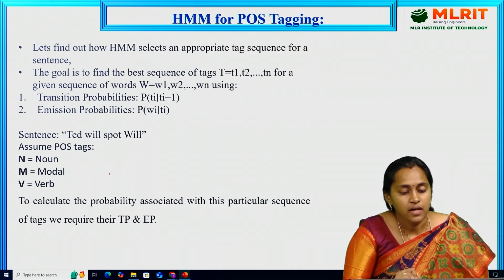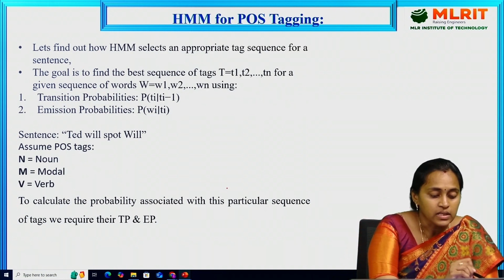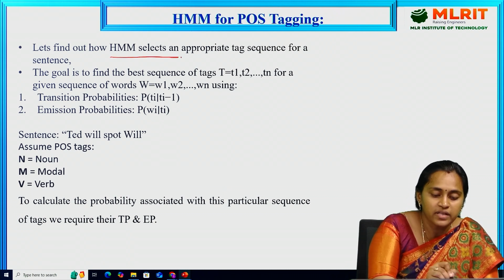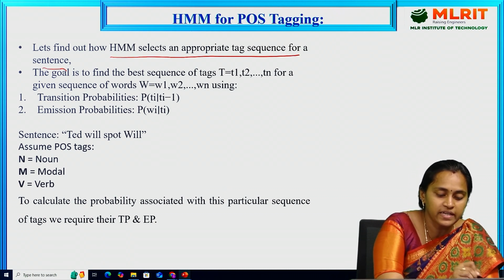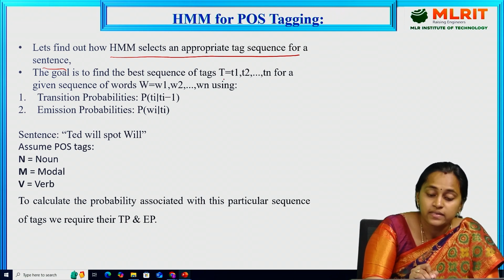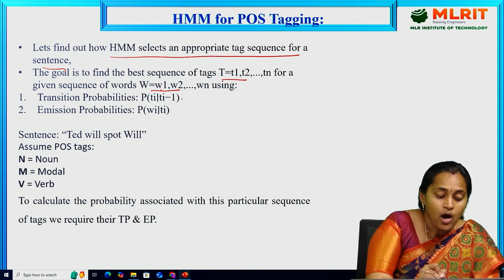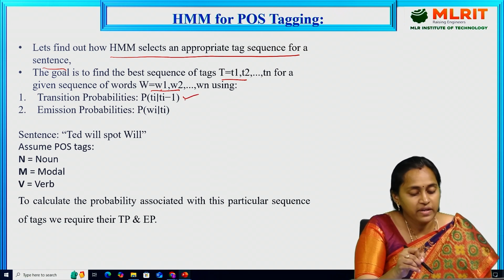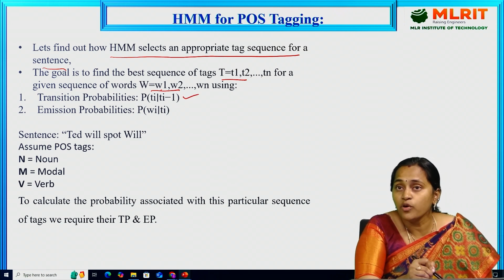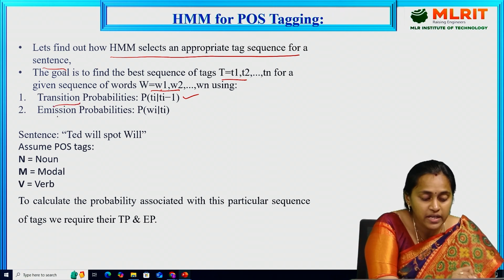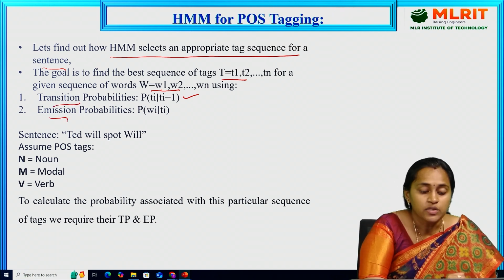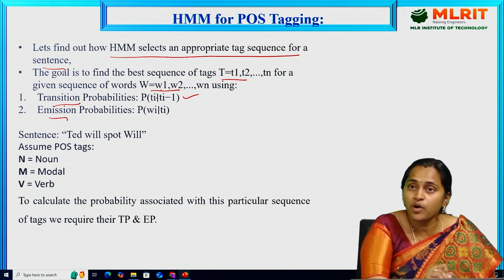Let's find out the HMM for the appropriate tag sequence for the sentence, right? We already discussed tags and W, that means words. See, here I am taking one example. In the example, I want to find out the transition probability and emission probabilities, right? So, what is the formula? Transition probability P of Ti given Ti minus 1, and emission P of Wi given Ti, right?